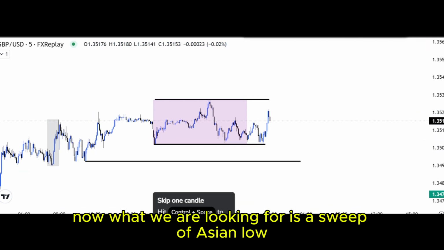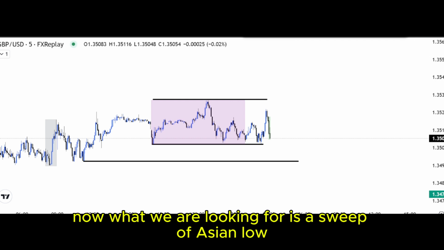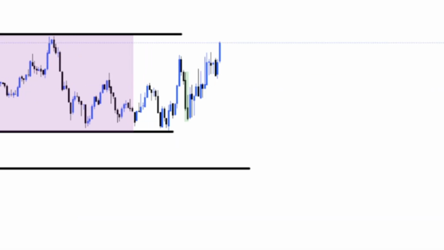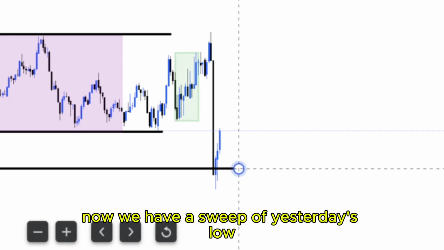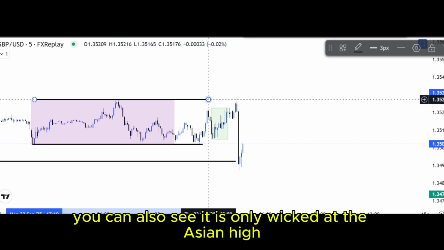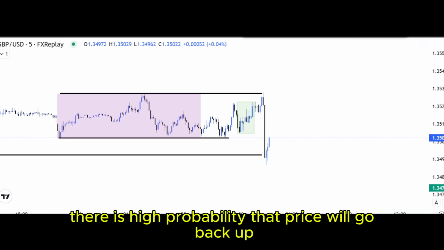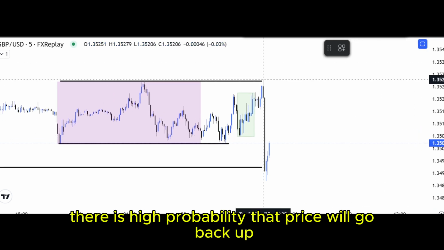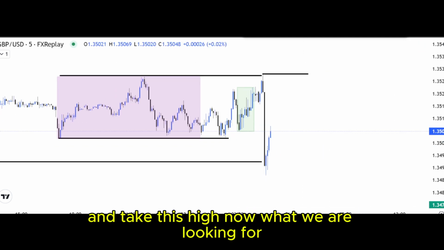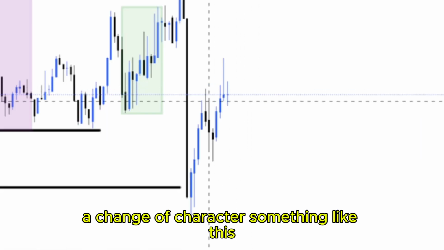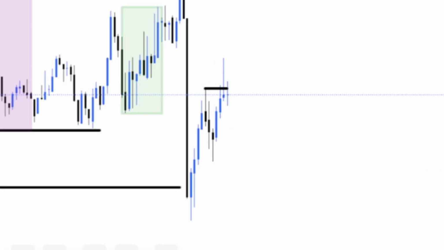Now what we are looking for is a sweep of Asian low, our minor inducement, and a sweep of yesterday's low. Now we have a sweep of yesterday's low. You can also see it is only wicked at the Asian high. There is high probability that price will go back up and take this high. Now what we are looking for, a change of character, something like this.